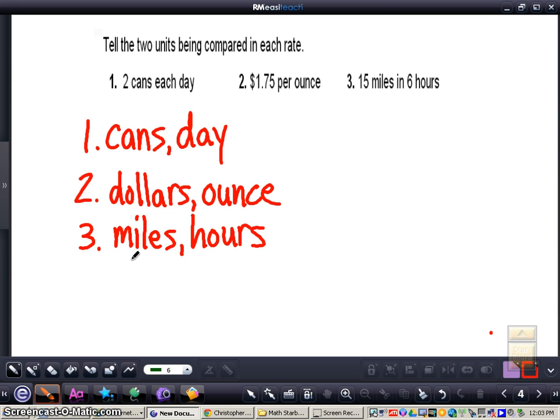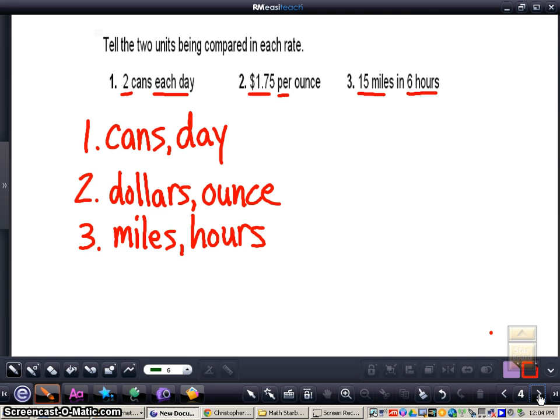Okay, these are the answers for numbers 1 through 3. The units being compared for number 1 are cans and day. Number 2, dollars and ounce. And number 3, miles and hours. Just to let you know, numbers 1 and 2 are examples of unit rates. In other words, they're finding how many cans in each day, how much money per ounce. Number 3 is just an example of a rate because we're getting 15 miles in 6 hours. It's not 15 miles in 1 hour or anything like that. So that's part 1 of this lesson.